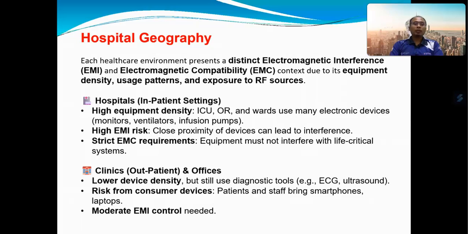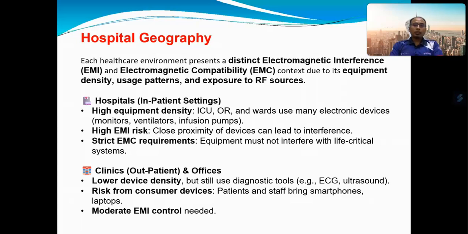So now we look one by one at the hospital geography. As I said before, each healthcare environment presents a distinct electromagnetic interference and electromagnetic compatibility context due to its equipment density, usage, and exposure to RF sources. These three elements must be considered when you are developing a medical device.